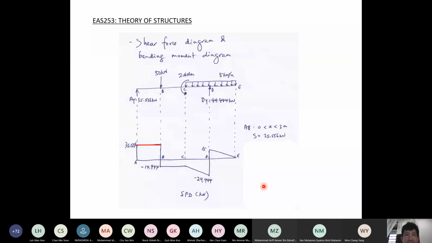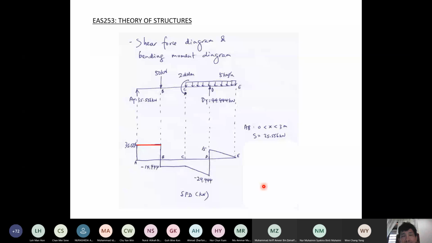So it is very important that we know the steps involved, which is first to get the reaction forces. Then decide the minimum number of cuts that you need to do, and where to cut. Where to cut means which part of the structure you need to cut a section within. And after that, for each of the cut sections, you calculate the shear force and bending moment.